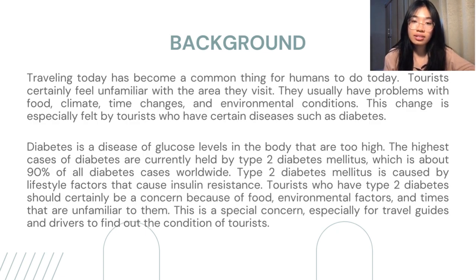The highest cases of diabetes are currently held by type 2 diabetes mellitus, which is about 90% of all diabetes cases worldwide. Type 2 diabetes mellitus is caused by lifestyle factors that cause insulin resistance. Tourists who have type 2 diabetes should certainly be concerned because of the food, environmental factor, and time that are unfamiliar to them. This is a special concern, especially for travel guides and drivers, to find out the condition of the tourists.